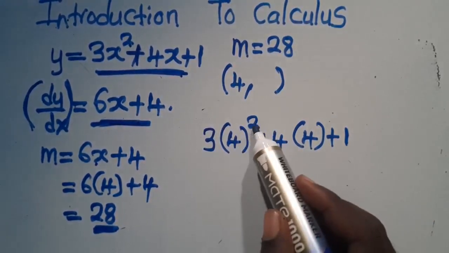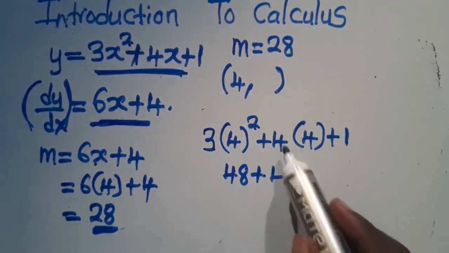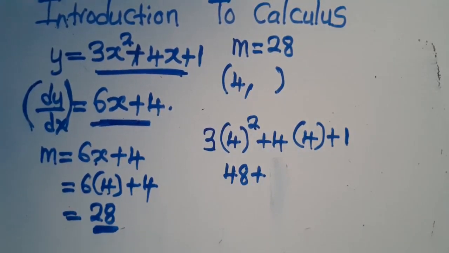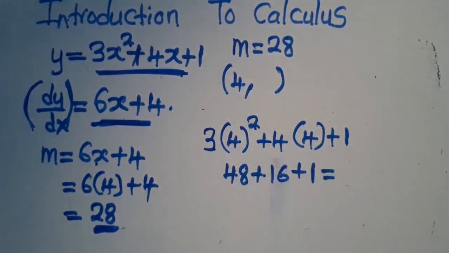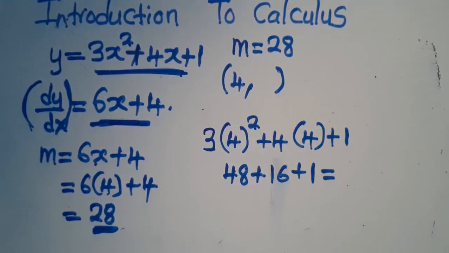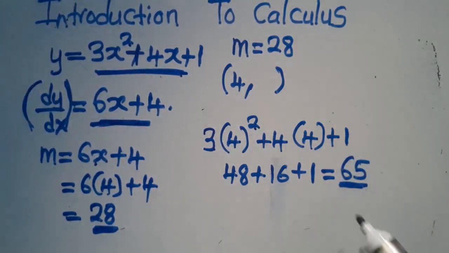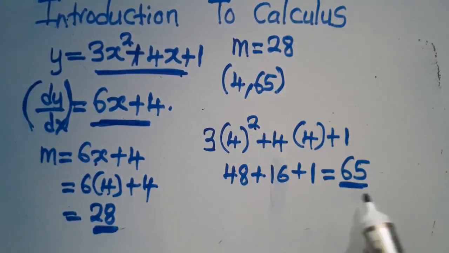4 squared is 16. 16 times 3, that is 48, plus 4 times 4, that is 16. So you get a 16 there, plus 1. If you work out that part, what answer are you going to get? 48 plus 16 plus 1. What answer are you getting? 65. So 65 is the value for y. Confirm with me if this is correct.